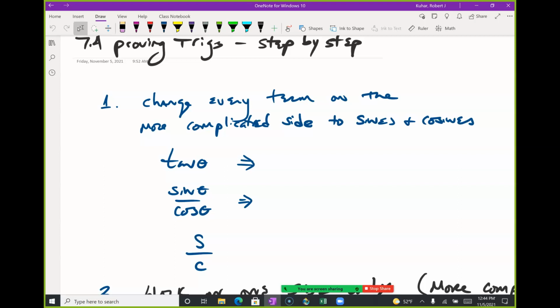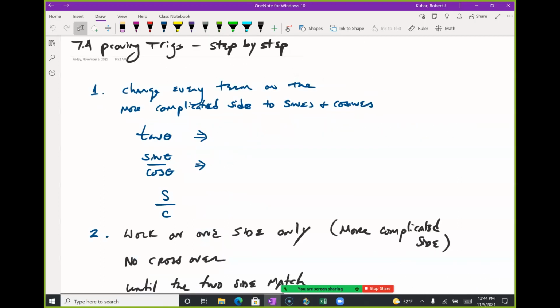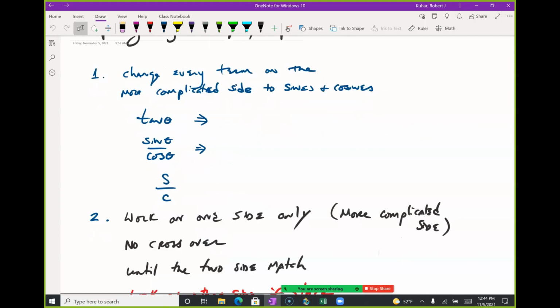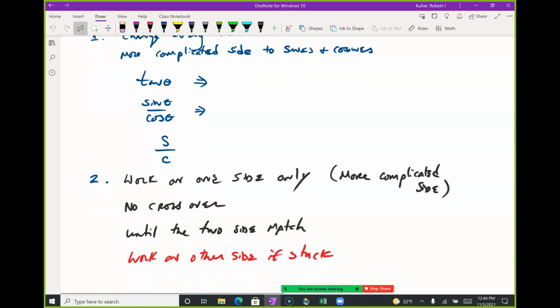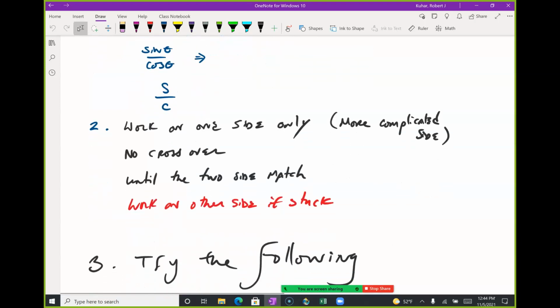I'm just too lazy to do that. Eventually you won't have to do this. You're going to be able to work on identities without having to change things into sines and cosines. But not yet. You have to do that first.